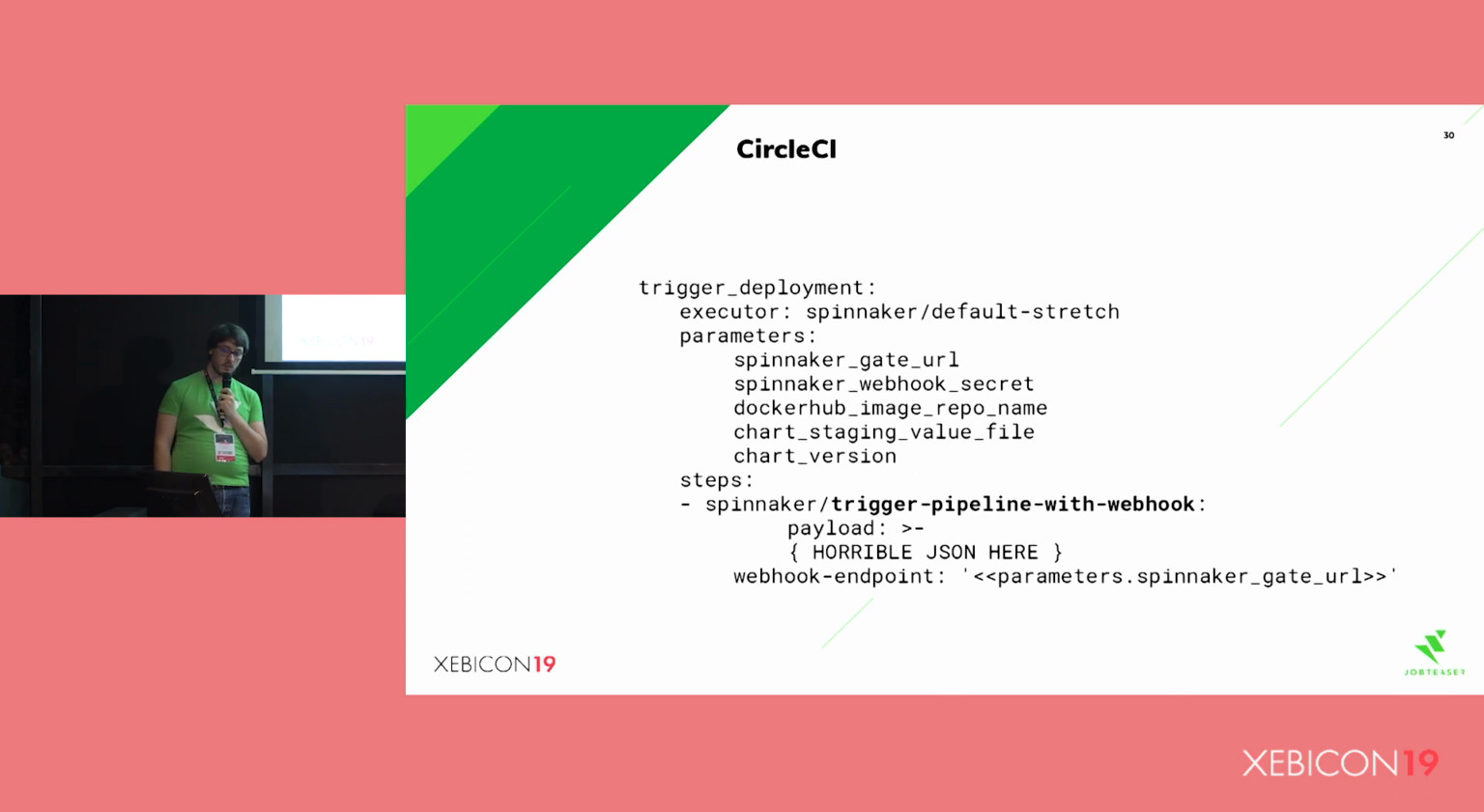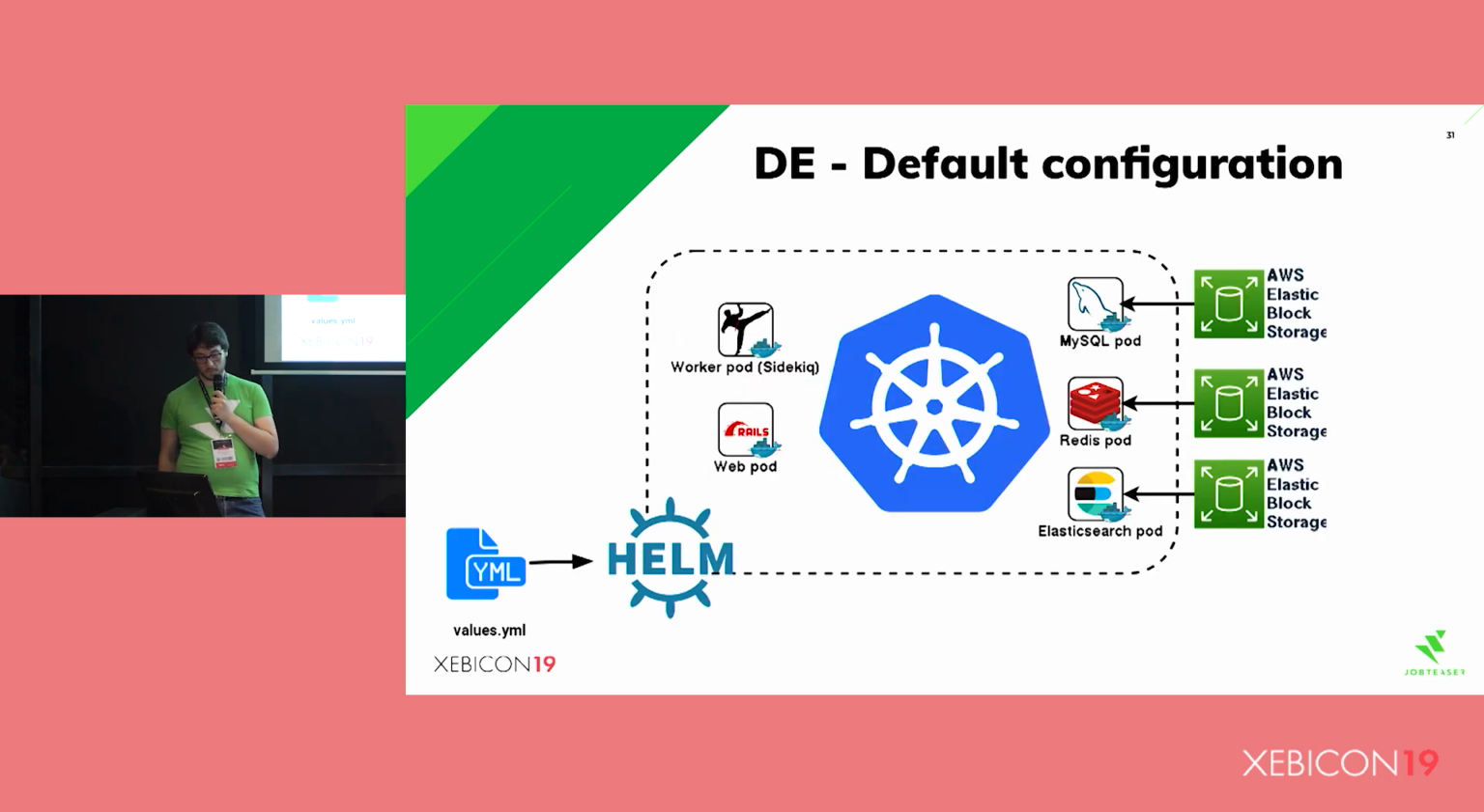To trigger Spinnaker, we use the publicly available orb. We pass a bunch of parameters, and we build a horrible JSON payload. This thing really just does a curl request for us. It's pretty simple. And so this is what our environment looks like.